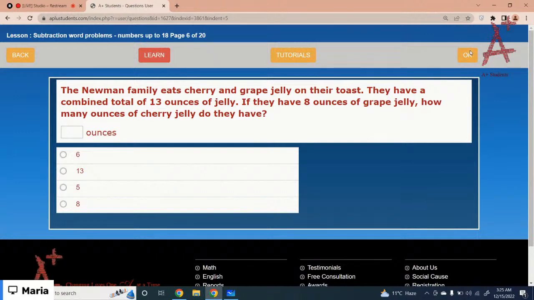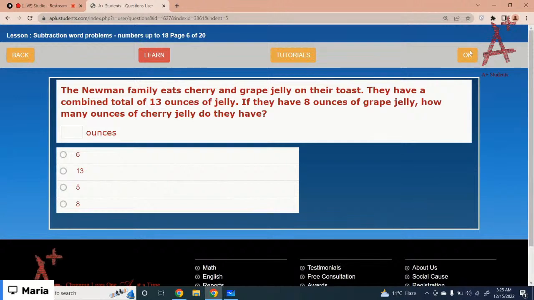Okay, the Newman family eat cherry and grape jelly on their toast. They have a combined total of 13 ounces of jelly. If they have 8 ounces of grape jelly, how many ounces of cherry jelly do they have? So collectively they have 13 ounces of jelly. Got it?